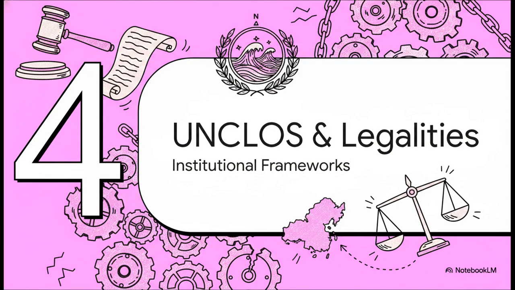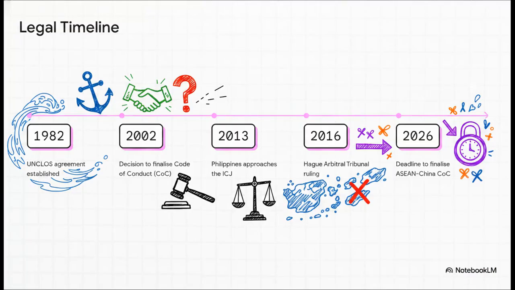Let's pivot to Section 4, UNCLOS and legal dimensions, examining the institutional frameworks. If we trace the legal timeline, the foundation is the 1982 UNCLOS, the United Nations Convention on the Law of the Sea. Fast forward to 2002, ASEAN and China decided to finalize a code of conduct. But, well, progress totally stalled. That led the Philippines to take things to international courts in 2013. And now, thanks to all these escalating clashes, there's a new looming deadline set for 2026 to finally get that ASEAN-China code of conduct sorted out.